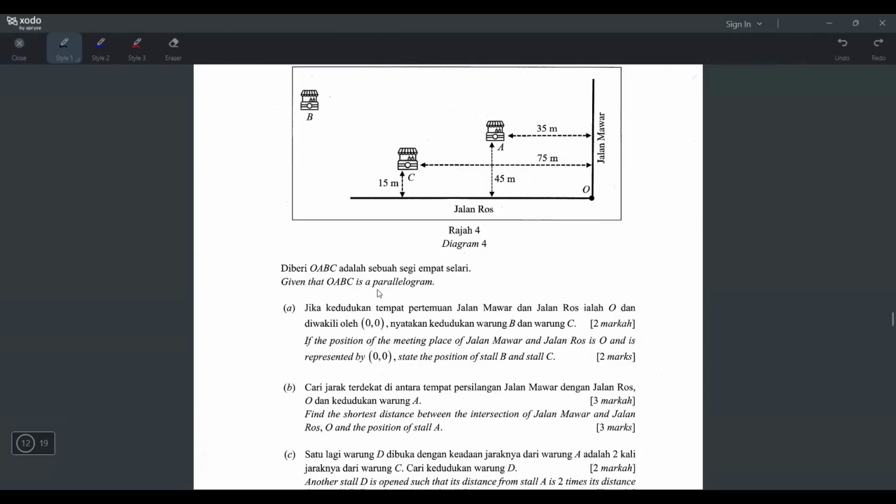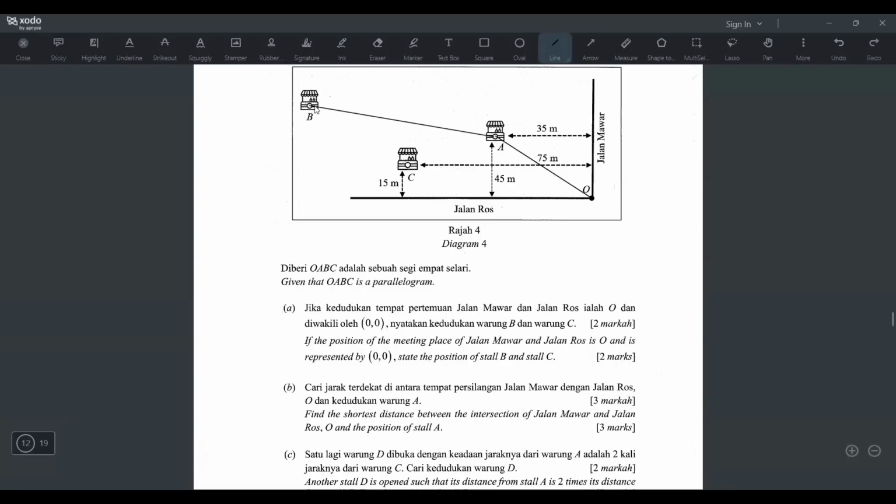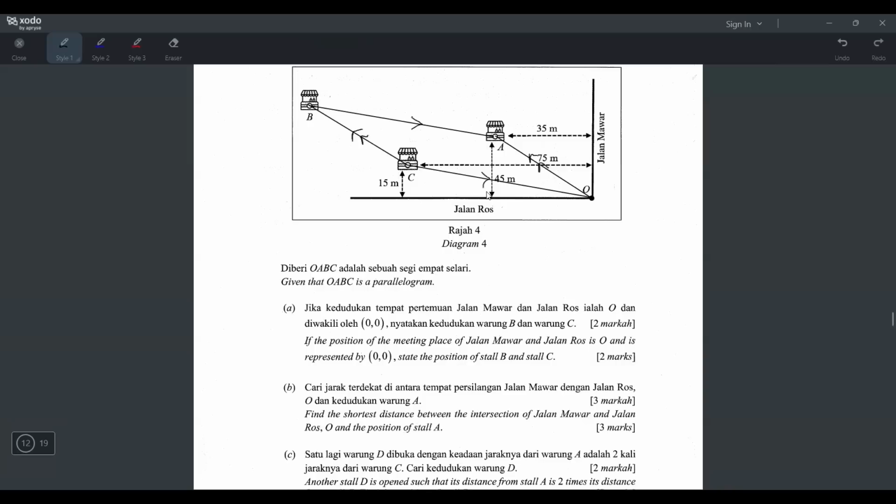And then it says given that OABC is parallelogram. Oh, this one important. So if they mention OABC parallelogram, let's just join. Let's join O to A to B, and then B to C, and then C back to O. So they say this is a parallelogram. When it's a parallelogram, I always like to label like this: arrow, arrow, and then one arrow here, one arrow here. Why I label like this is to remind me that this is a parallelogram and the opposite lines will be parallel lah. Ataupun they will have the same gradient, because it's a parallelogram, right?